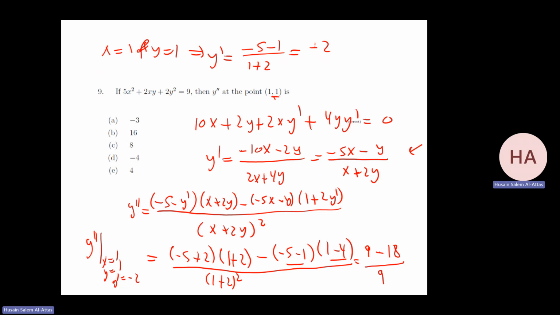So I have (minus 5 minus y') times (1 plus 2), minus (minus 5 minus 1) times (1 minus 4), over (1 plus 2) all squared. What is the problem? I have minus 5 plus 2, this is minus 3. What is the catch? That will be minus 9, sorry. Yeah, that's why it's minus 3. So I'm getting minus 27 over 9, which is minus 3. Yeah, you need to be careful with the calculation.